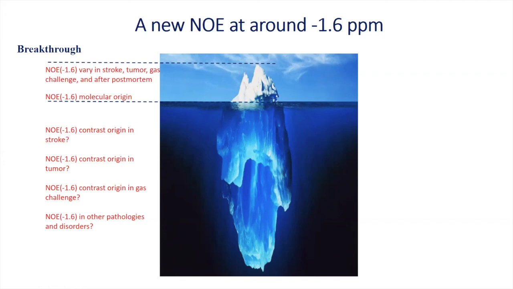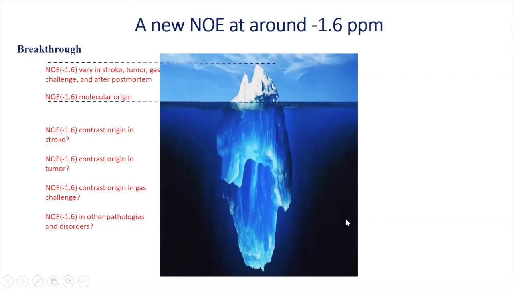the pH or the variation of the blood? And the contrast region in tumor, could that be due to the change in the content of choline lipids or the vasculature? And the NOE change in gas challenge, could that be due to the oxygen changing the chemical, the electromagnetic environment? And whether it changes in other pathologies and disorders, we don't know.